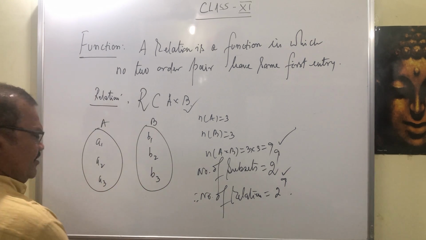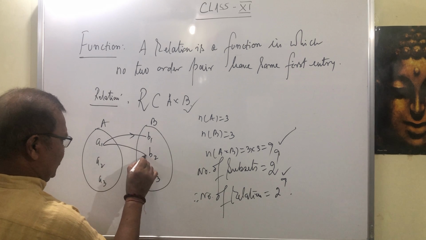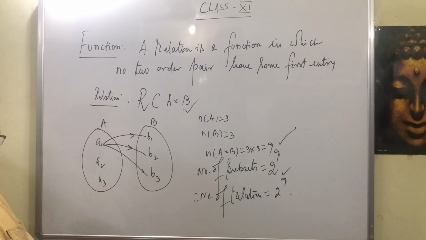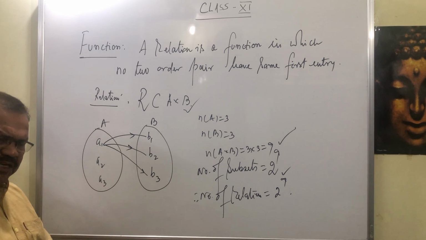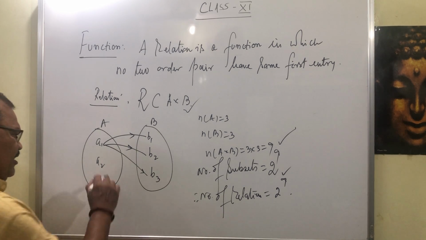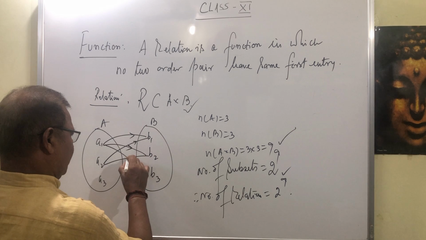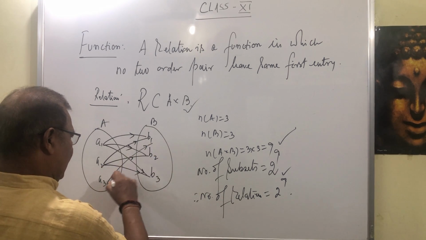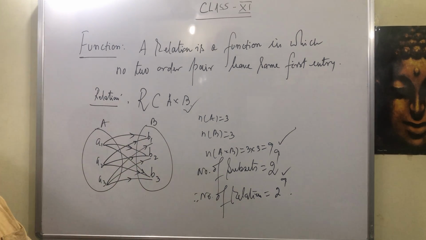Here in relation, A1 will go to B1, also will go to B2, will go to B3. I mean to say that each element of set A will be associated with every element of set B. Let us see A2 also, A2 B1, A2 B2, A2 B3, A3 B1, A3 B2, A3 B3. So this is the correspondence between the two sets in case of relation.